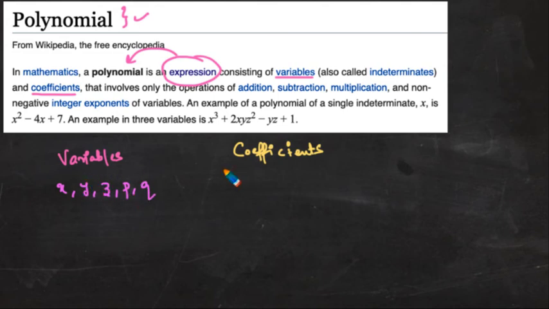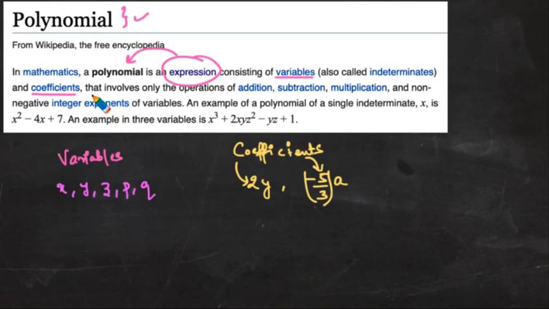And what are coefficients? The numbers that are attached just before these variables, the numbers by which these variables are multiplied, those are our coefficients. For example, if we have 2y, this 2 is the coefficient. Or if we have negative 5 upon 3a, then negative 5 upon 3 is our coefficient. So now we have an idea of what a variable is and what a coefficient is. A polynomial is an expression that would definitely consist of variables and coefficients.